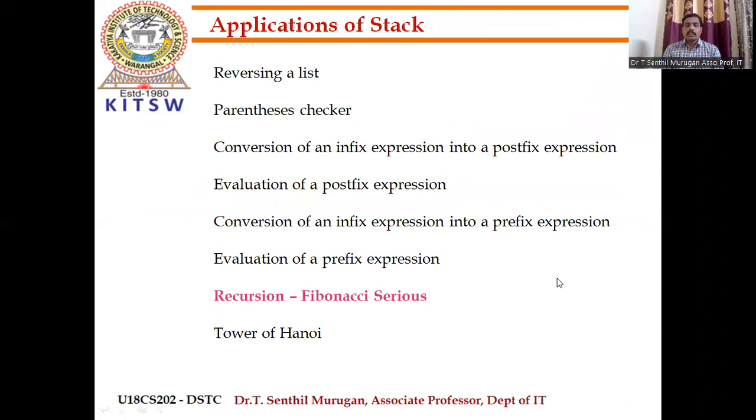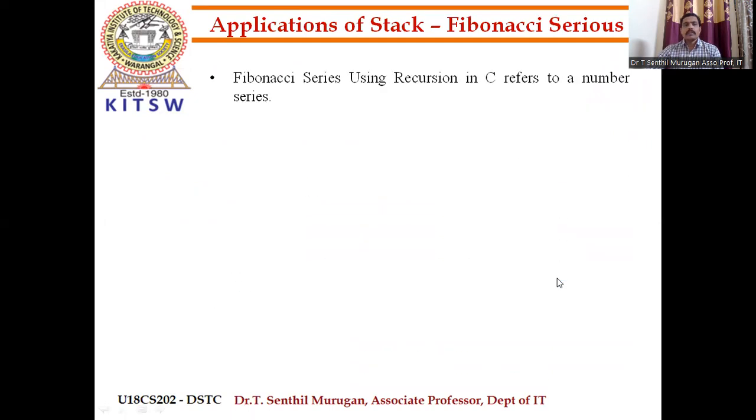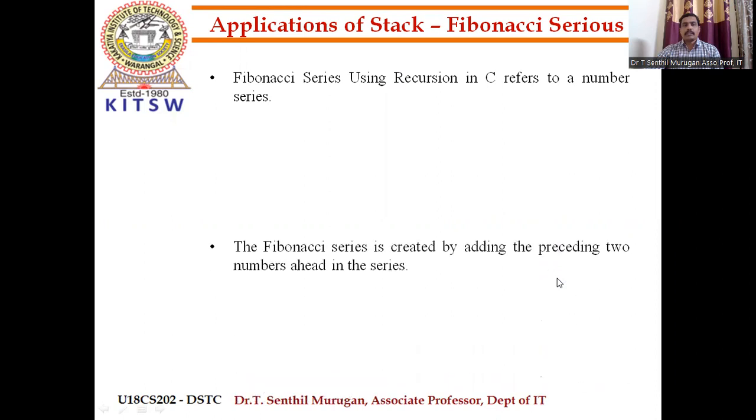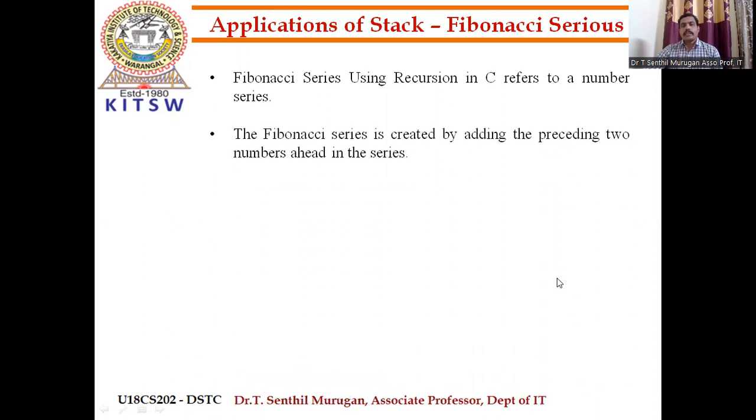These are the things we already discussed in the previous video lecture: what are the applications of stack? Here, using a recursive function, we have to find the Fibonacci series. It is one of the applications of stack. So what is the Fibonacci series? It is a series of numbers. How can we create it? The Fibonacci series is created by adding the two preceding numbers.